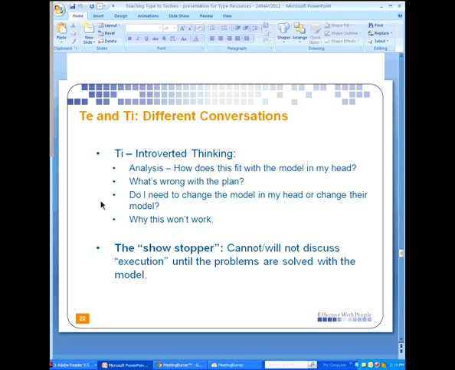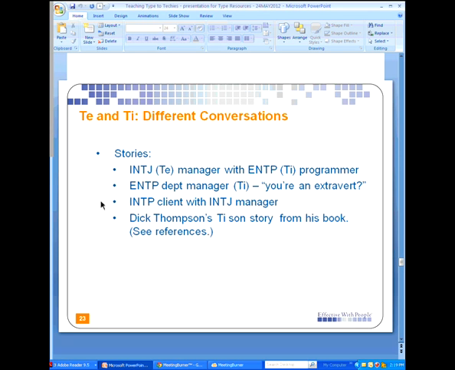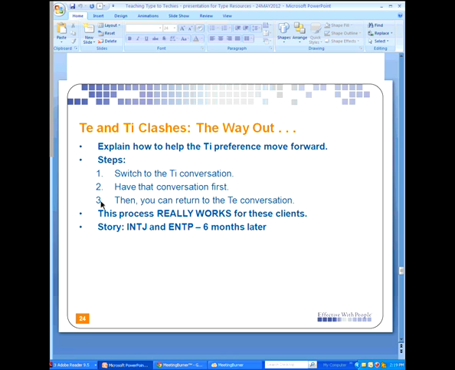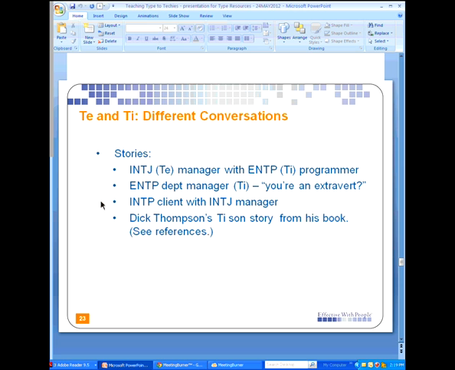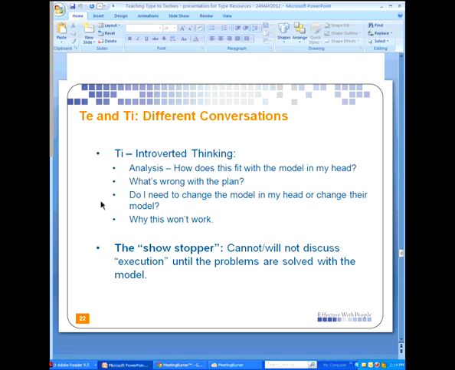The introverted thinker literally cannot execute until these questions get answered and resolved for them. And they get locked in mortal combat, the extroverted thinker and the introverted thinker. And the extroverted thinking manager decides the introverted thinking team member is just being a butthead and being resistant and not cooperating. And that's not true. And I need to help them understand why that's not true. And then I show them the way out of it. I teach them to switch.